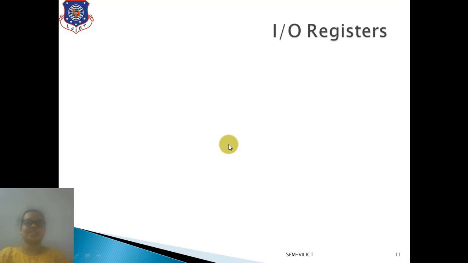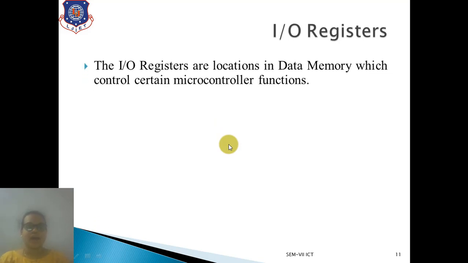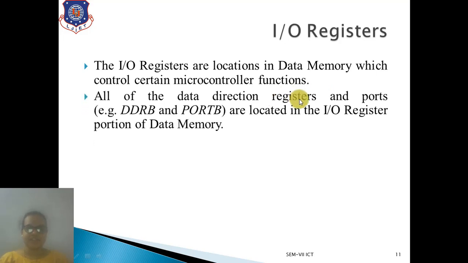Now, the second type of data memory is the IO registers. The IO registers are locations in data memory which control certain microcontroller functions. All the data direction registers and ports are located in the IO register portion of the data memory. How this can be done, we will see in the programming in the next chapter. Here you only have to write this theory based on IO registers.